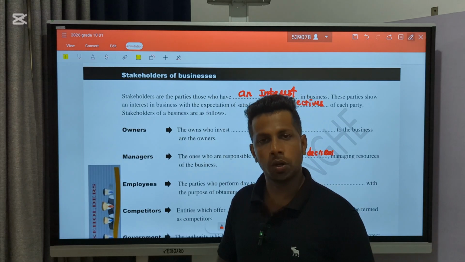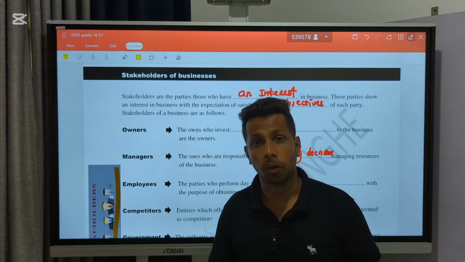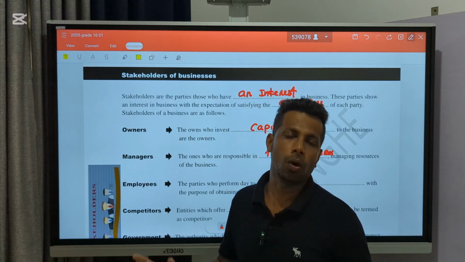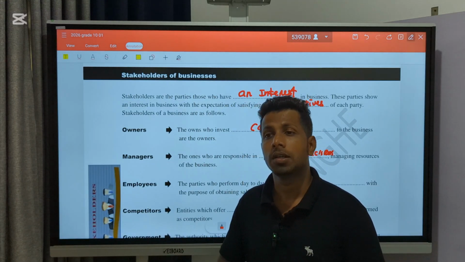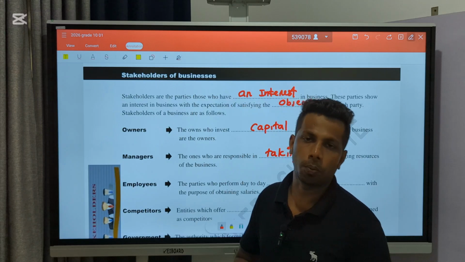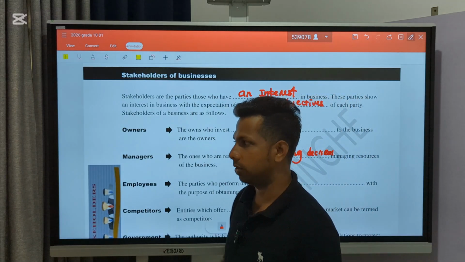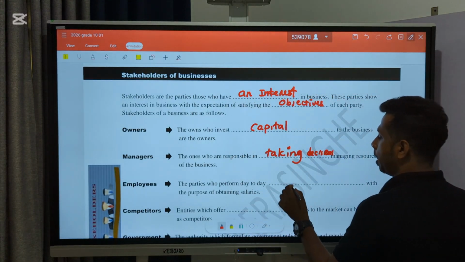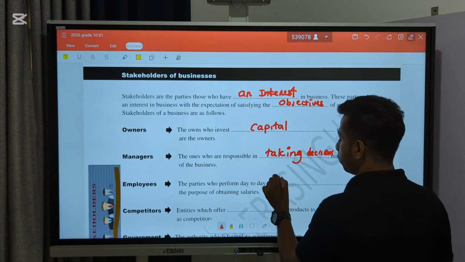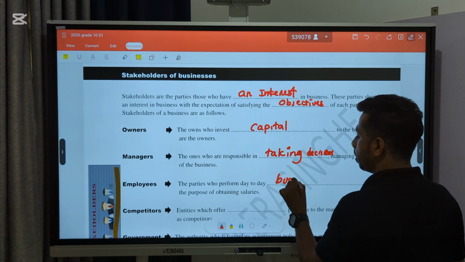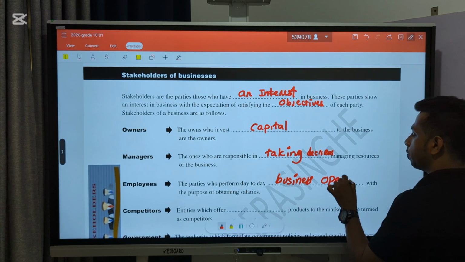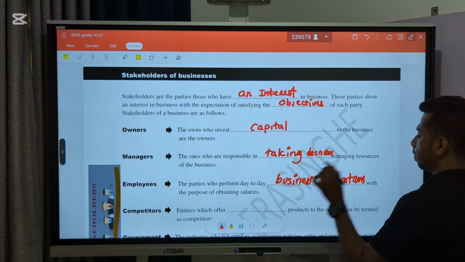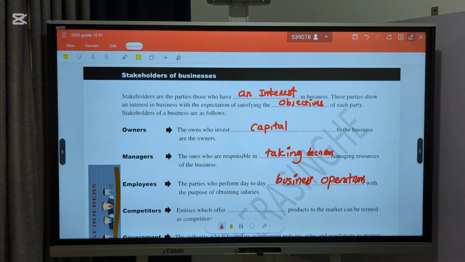Okay, now let's shift to another stakeholder. You can see employees. They also have an interest, right? They are not the owners, they are not managers as well, but they also have an interest. Who are the employees? The ones who perform day-to-day business operations. We call it routine business operations. The parties who perform day-to-day business operations, routine activities, with the purpose of obtaining salaries.